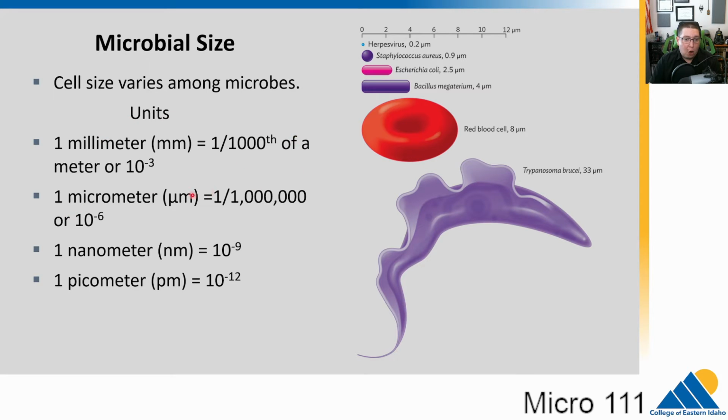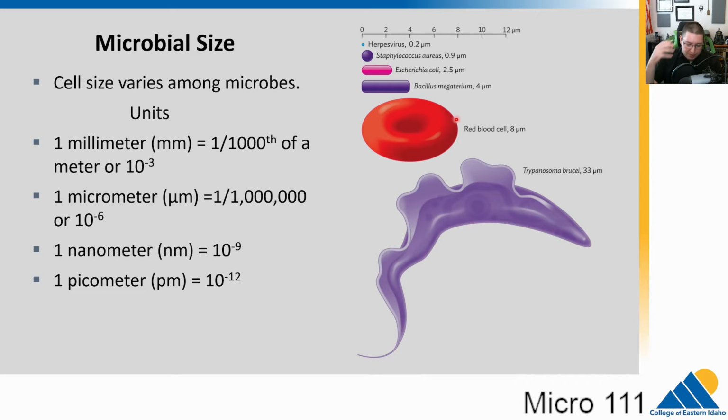We also have a unit called a micrometer. This little mu here is the Greek letter that we use for micro. 1 micrometer is 1 millionth of a meter, so 1,000 times smaller than a millimeter. 10 to the negative 6 in scientific notation. You've probably heard of nanotechnology. That's things that are on the nanoscale. A nanometer is 1 billionth of a meter. And then there's even pico, which is a trillionth, 10 to the negative 12 down there. This is kind of the scale we're going to work on with our light microscopes here.